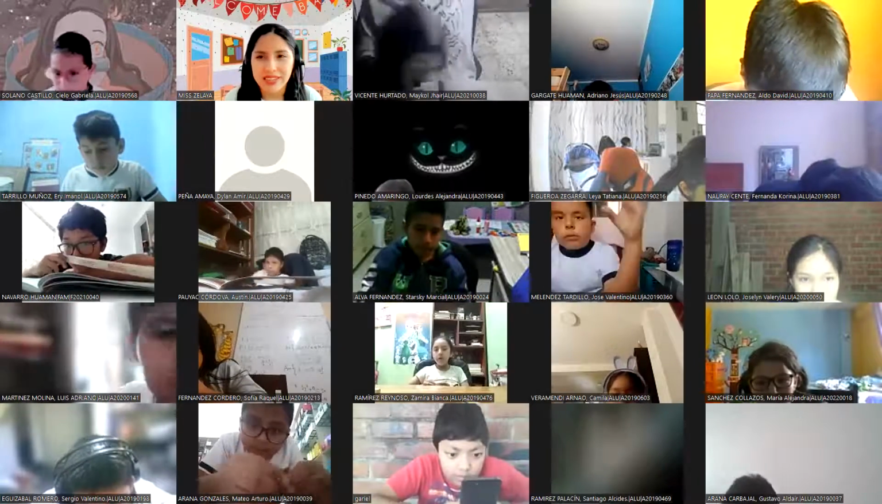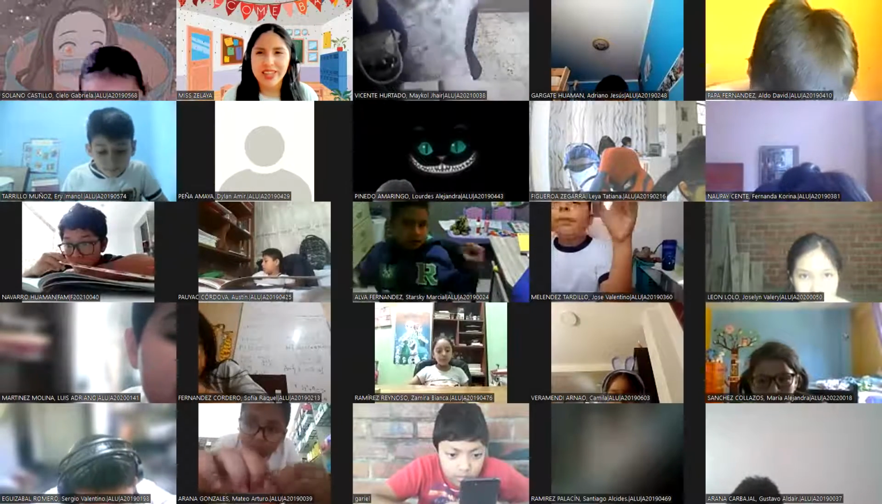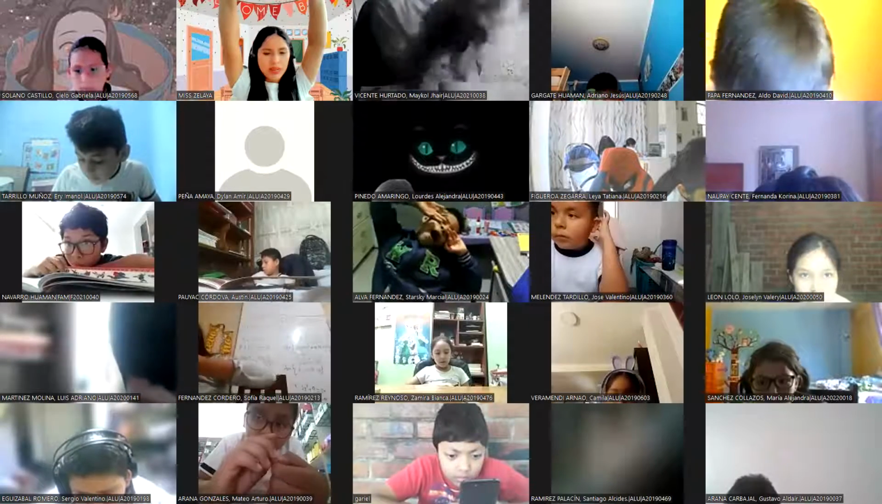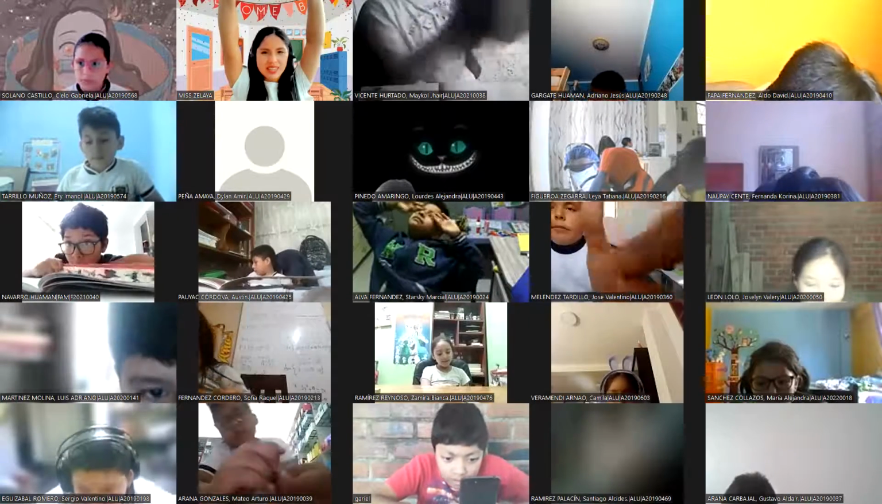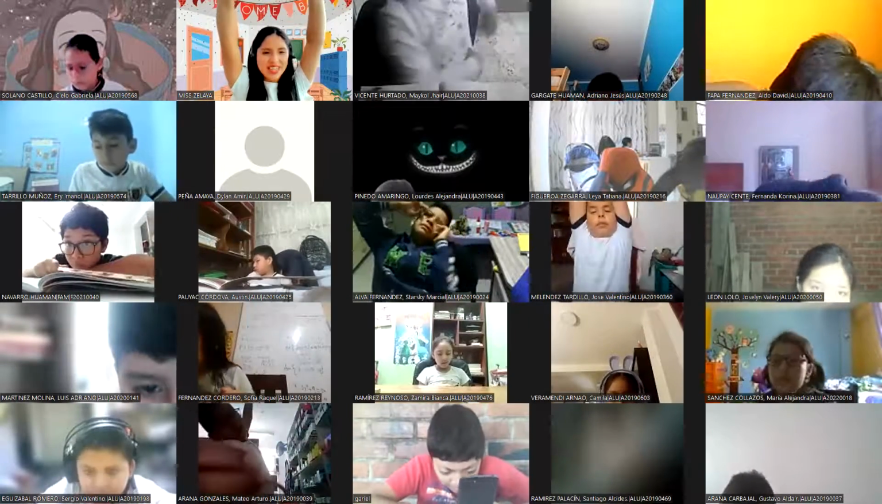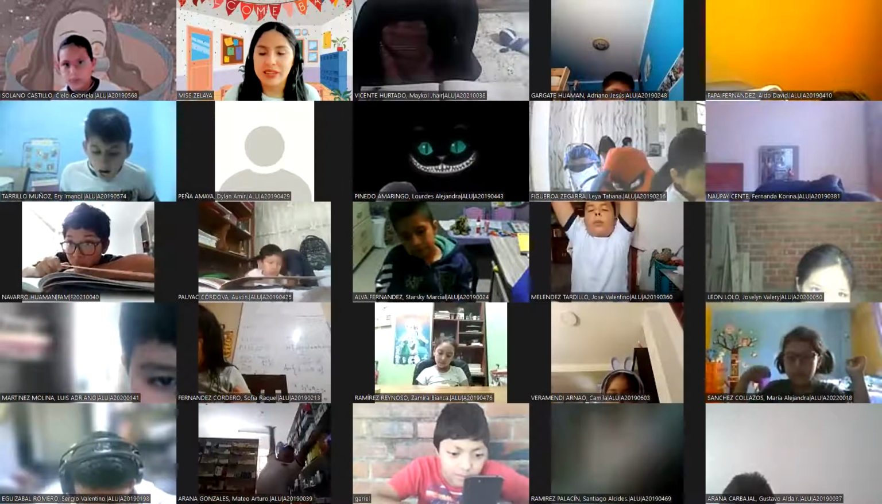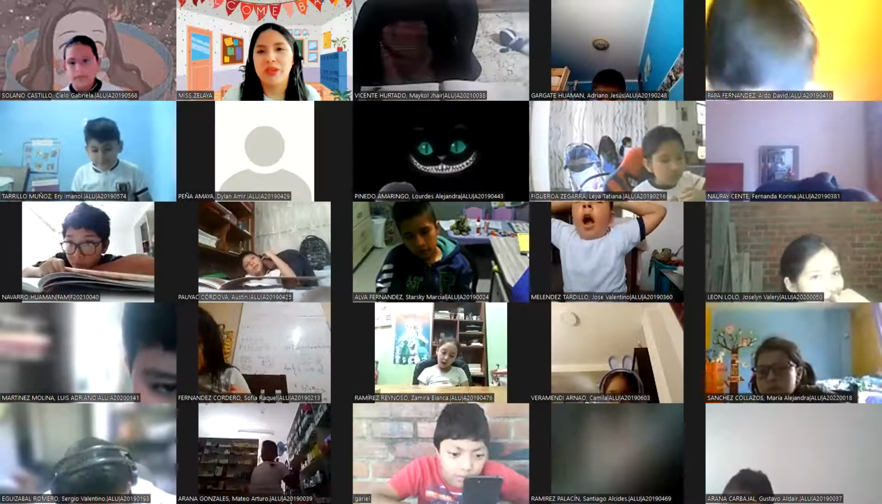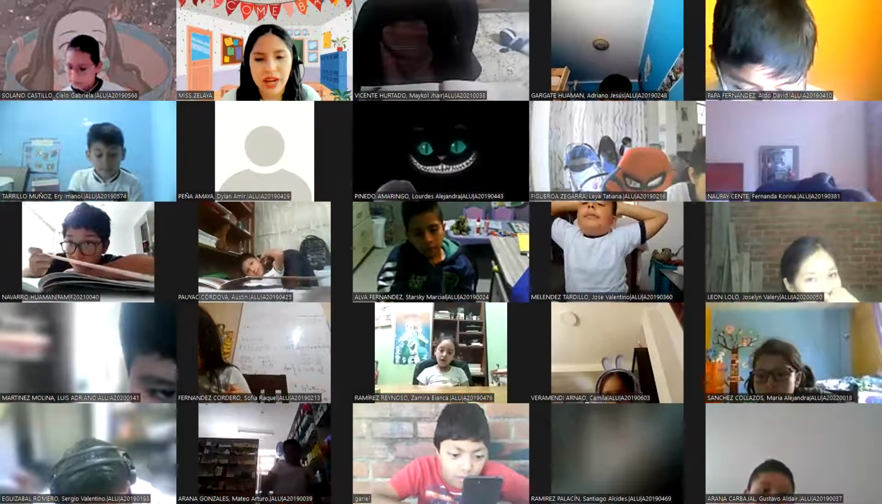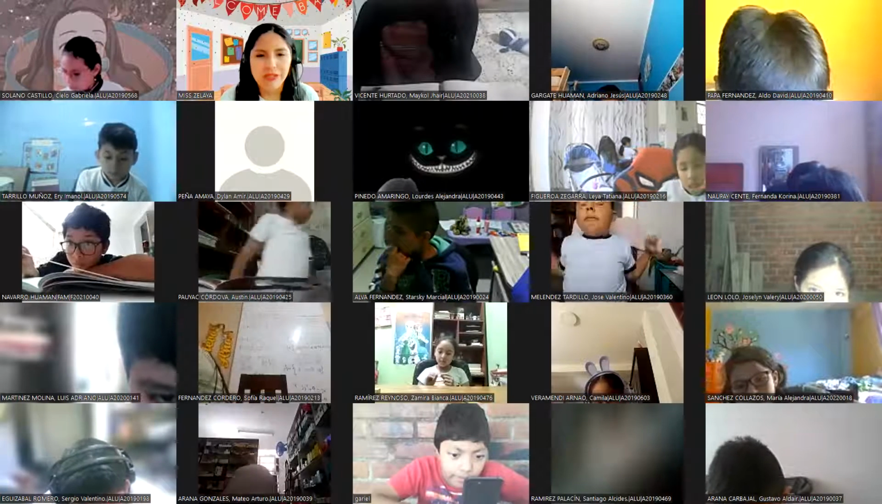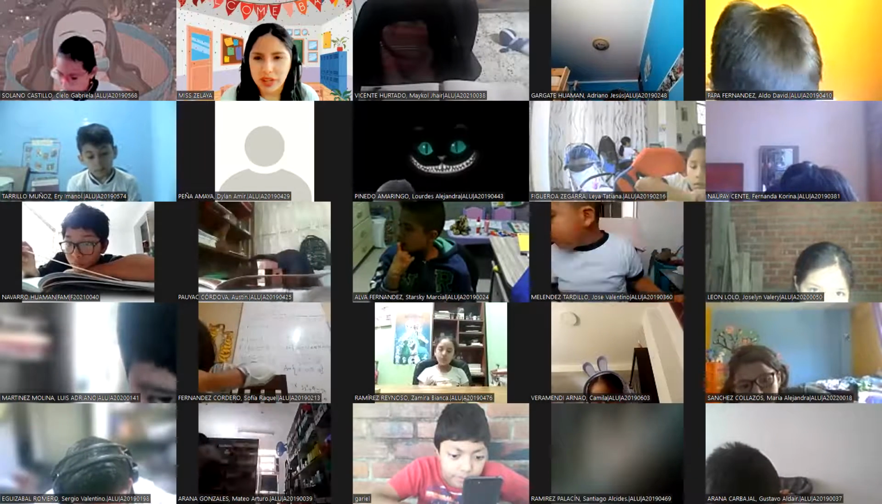And also says, stretch your arms. For example, everybody, please stretch your arms. Yes, excellent. Another thing is bend. Bend your body, que es doblar el cuerpo. Okay, bend your body. Here in our book, we have more movements.